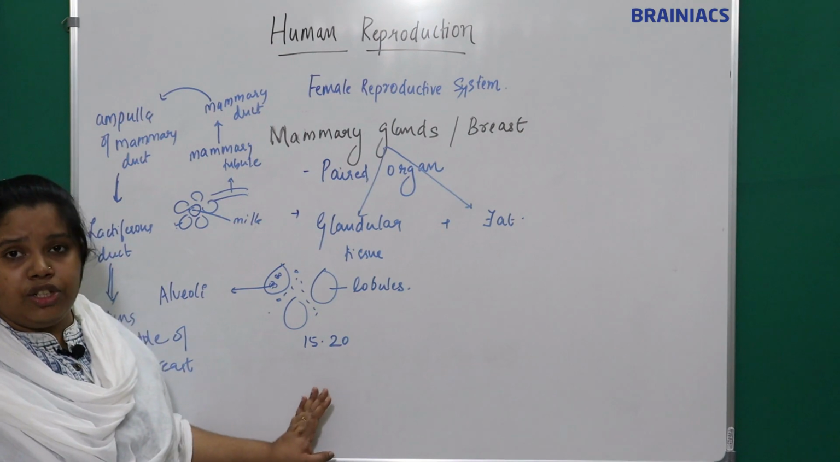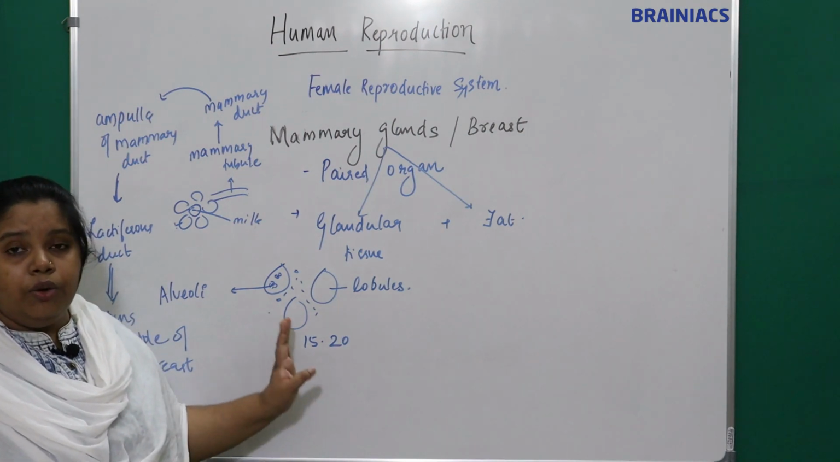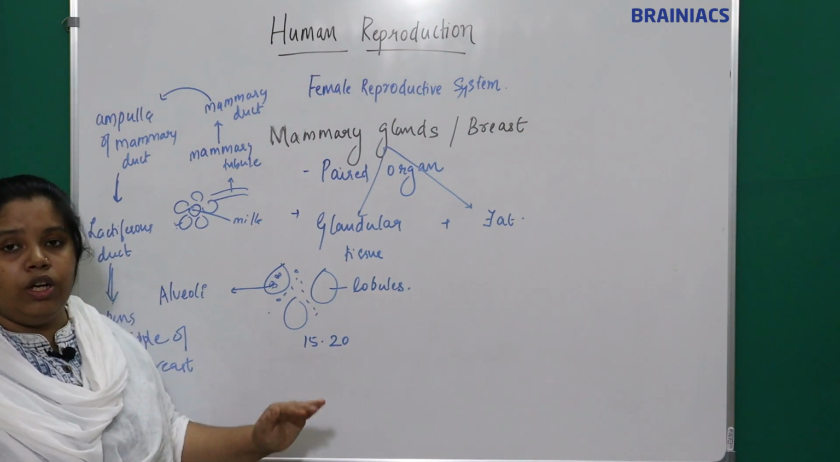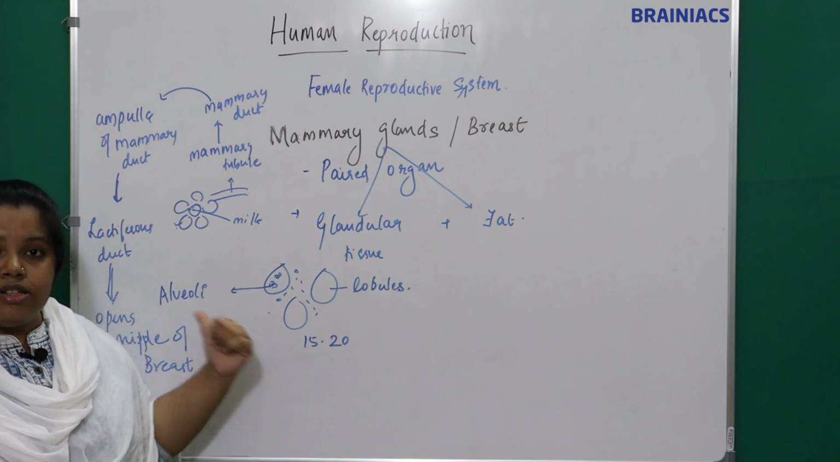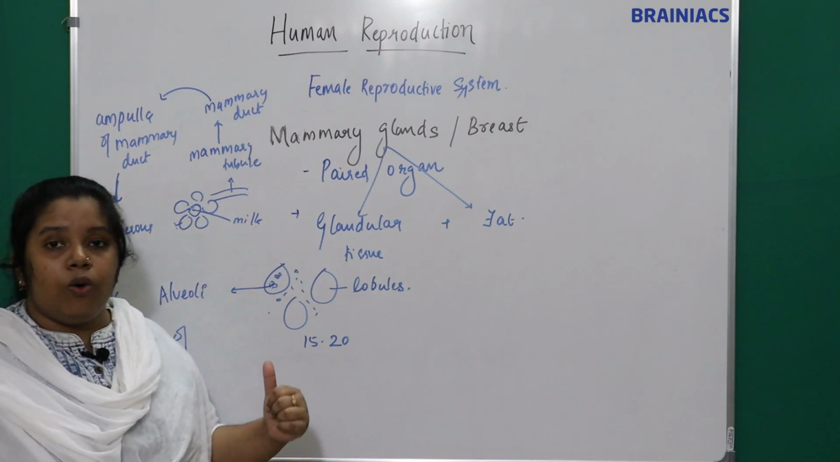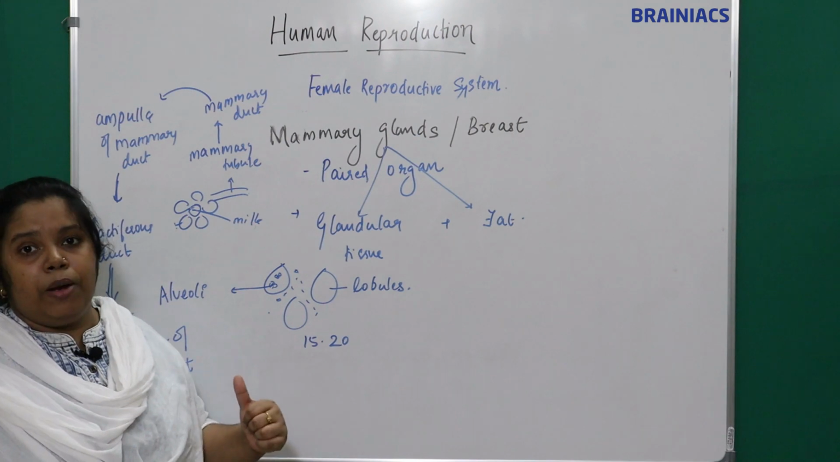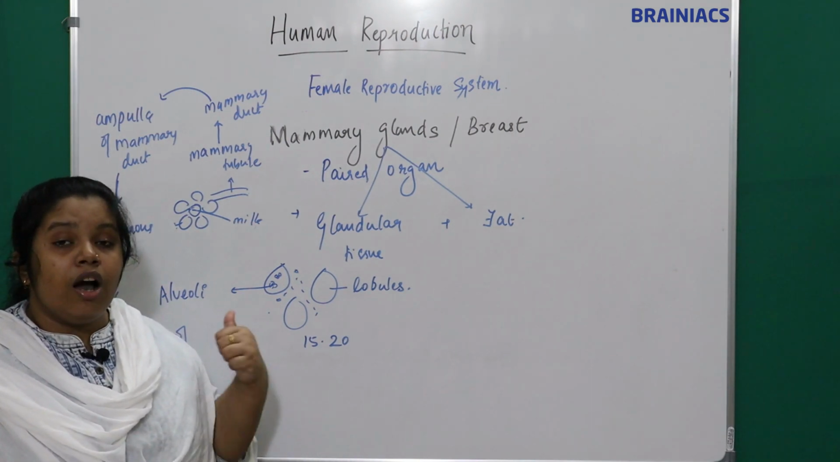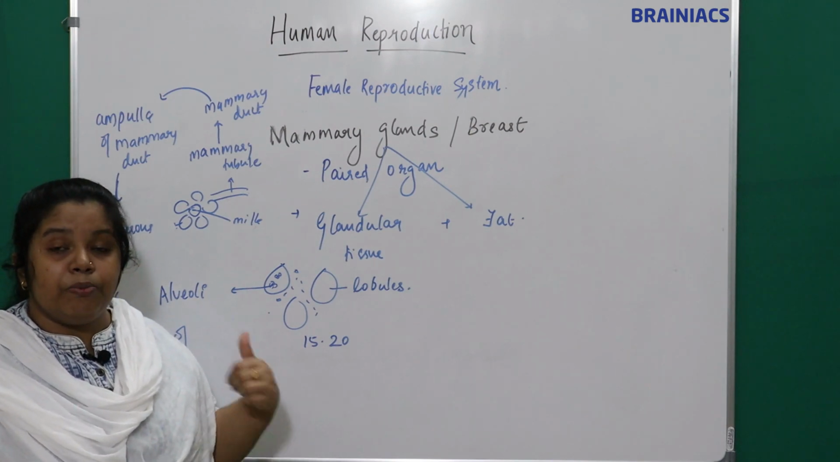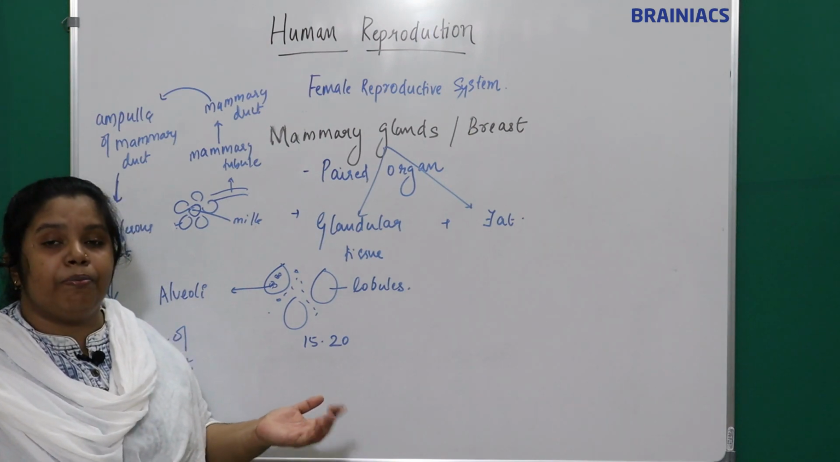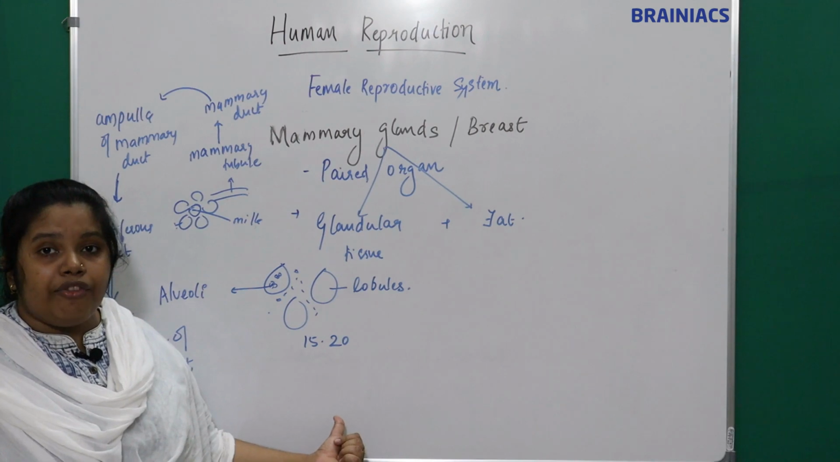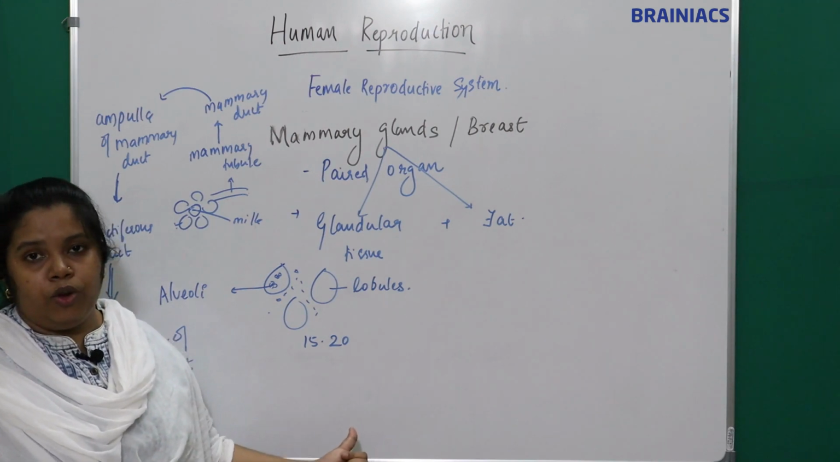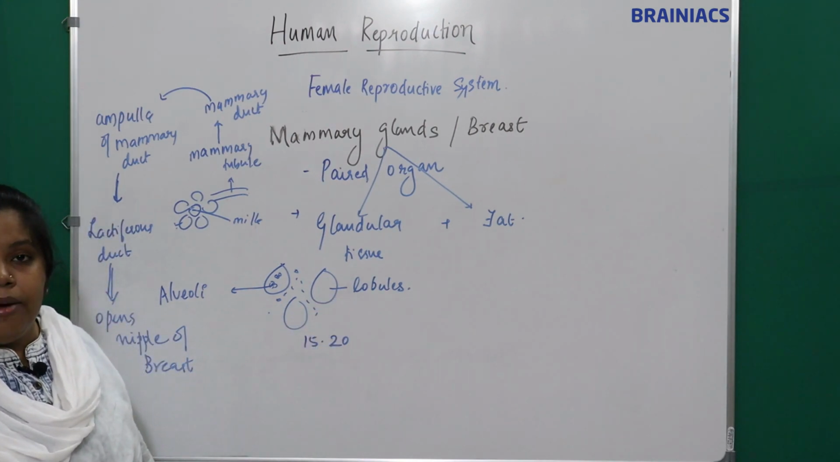And lactation, we have seen, right? After childbirth only the milk secretion will start. Milk secretion will start only after the delivery of the baby. Milk will be produced during the time of pregnancy and is secreted after delivery of the baby. This is regarding the mammary gland.